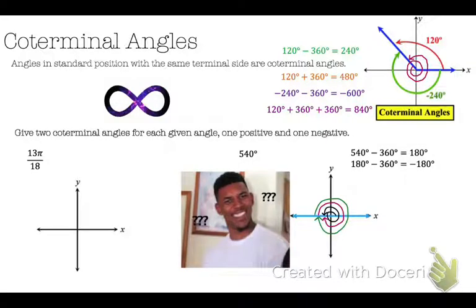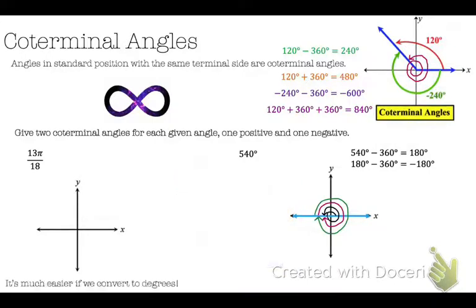Now I have 13 pi over 18. Whenever I'm given it in radians, it is so much easier to convert it to degrees. So let's change this to degrees. Multiply by 180 over pi. Pi's cancel, I get 2,340 over 18, which is 130. So let's graph that. Now to find our coterminals, I'm going to add 360, so I get 490.